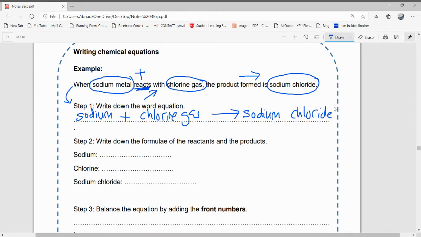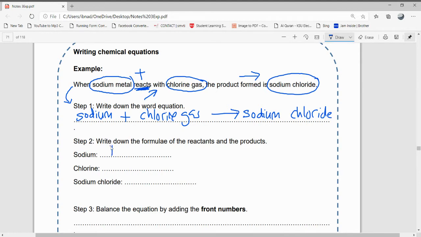Please write this down in your notebook. So after you have got the equation out, or if you are an expert already, you can figure this out inside your mind, no need to write down. Then you write down the chemical formula. Step 2, this is for beginners.